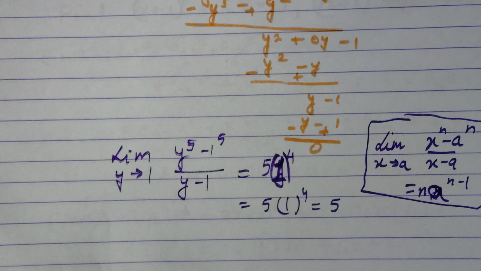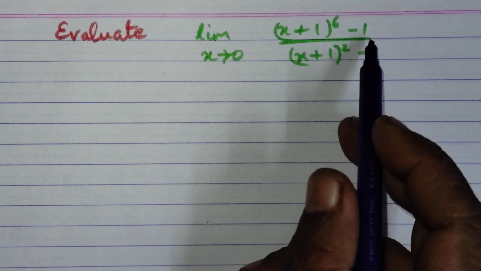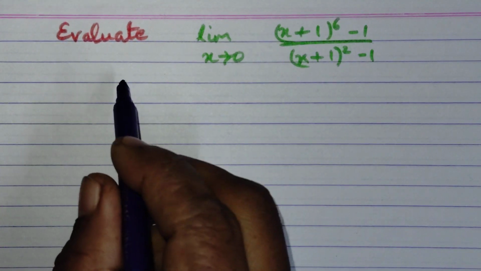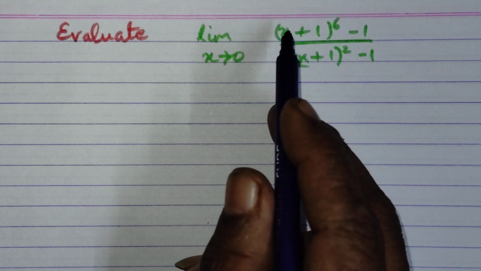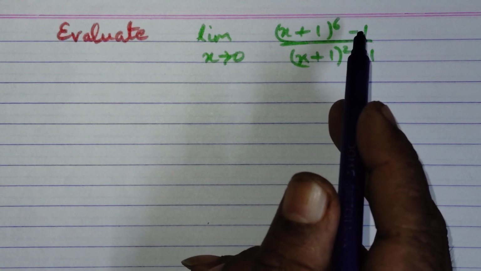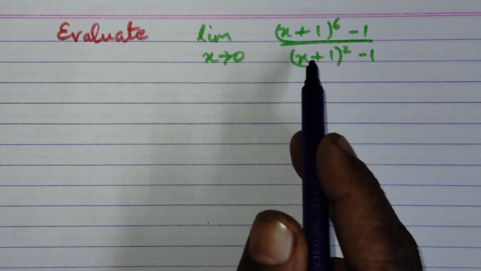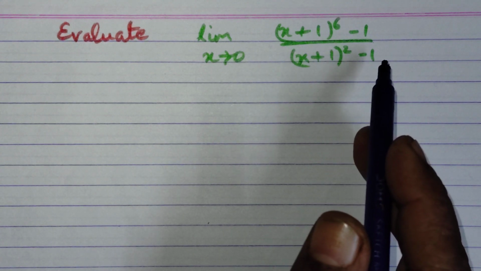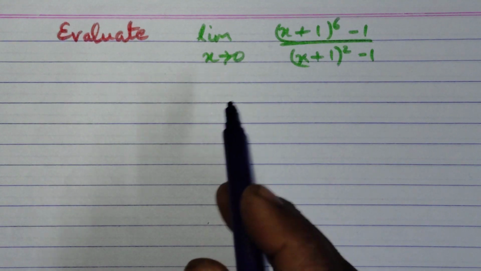Next problem is, evaluate limit x tends to 0, ((x+1)^6 - 1)/((x+1)^2 - 1). In this question, again we see there is x, when we put 0, 0 plus 1 to the power 6, so 1 to the power 6 means 1, 1 minus 1 we get 0 in numerator. Similarly, 0 plus 1 whole square is 1, 1 minus 1 is 0, denominator 0. So 0 upon 0 is 0 by 0 in indeterminate form.